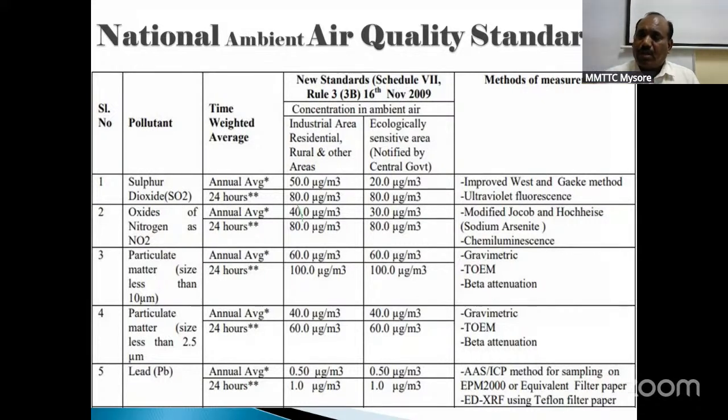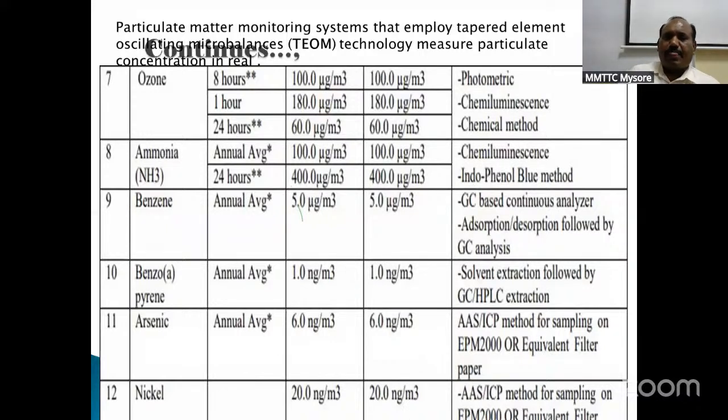But now it is increasing by 70 to 80% in concentrations in all the places. Even industrial area, residential area, ecologically sensitive area, it is exceeding the normal, permissible limits. And what methods are they going to use to detect the national ambient air quality standards? Even ozone, ammonia, benzene, benzopyrene, arsenic, nickel, analyzed from different devices.